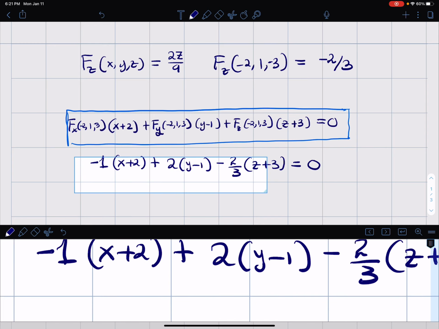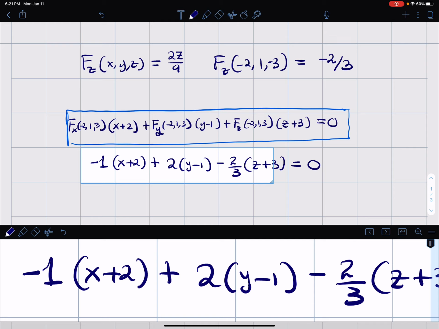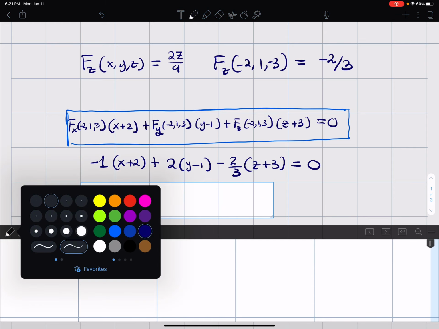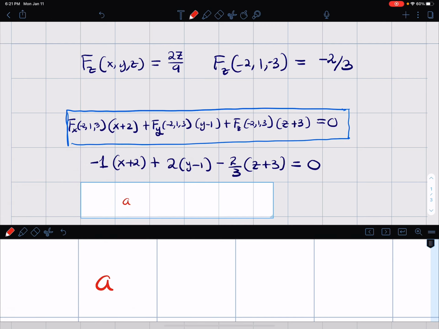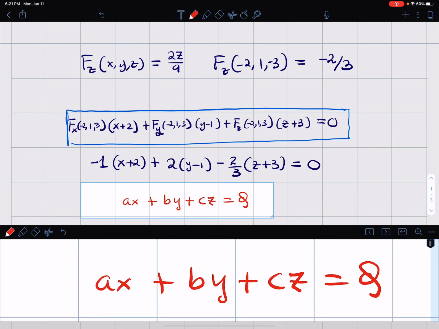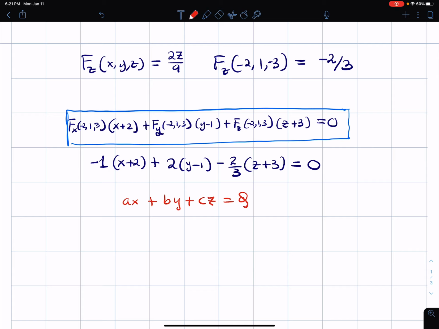So you can do more. You can expand this a little further to get the equation of your plane. Essentially, you might want to put it in the form ax plus by plus cz is equal to d, and then you find d, but I'm not going to do that.